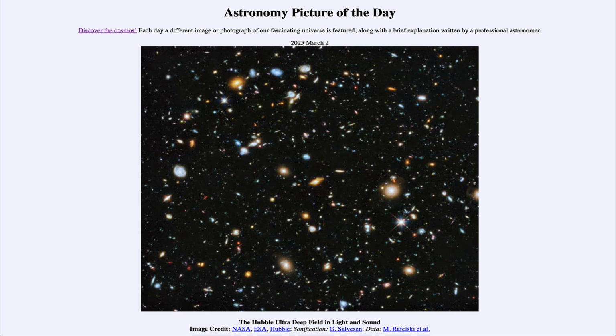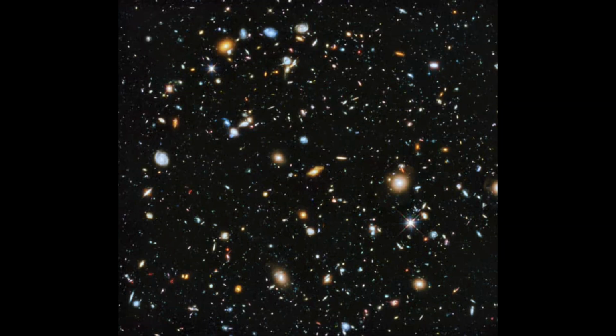Today's picture for March 2nd of 2025 is titled the Hubble Ultra Deep Field in Light and Sound. So what do we see here? Well, this is what is known as the Hubble Ultra Deep Field, which was done back in 2003 and 2004.